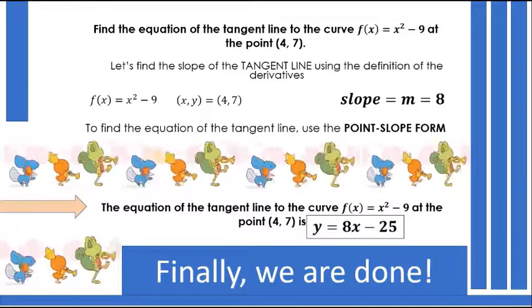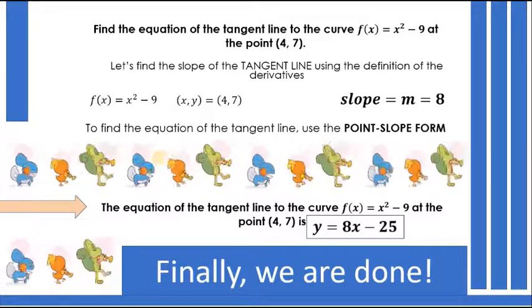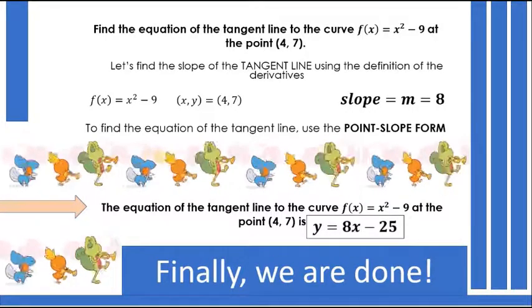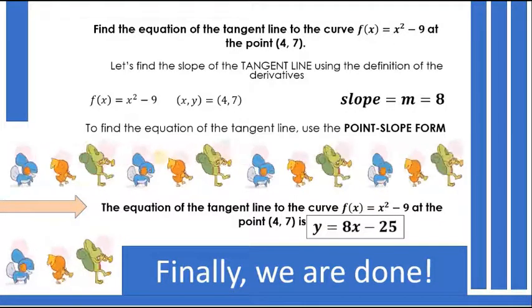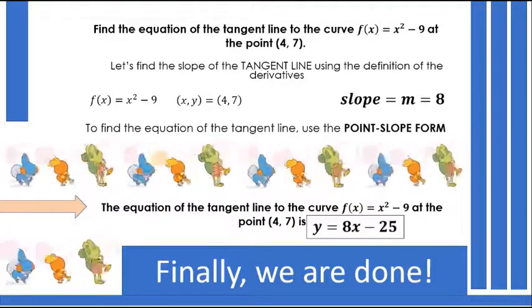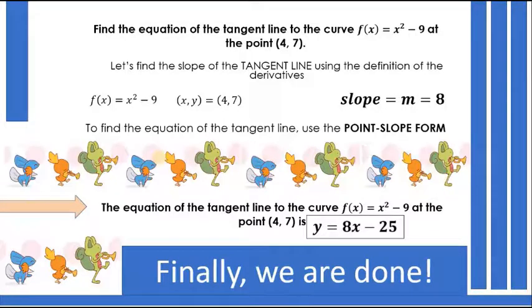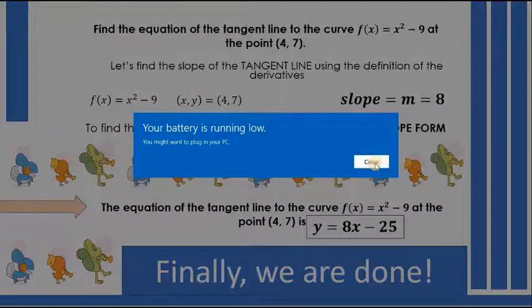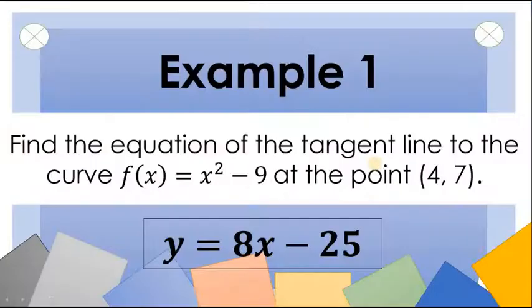First, kind of long, right? What we did is what they call brain drain. But just follow the concept. That's how everything works in solving the equation of a tangent line. So meaning, in this example number 1, the equation of the tangent line of the curve x squared minus 9 at the point 4, 7 is y is equal to 8x minus 25. That is example number 1.